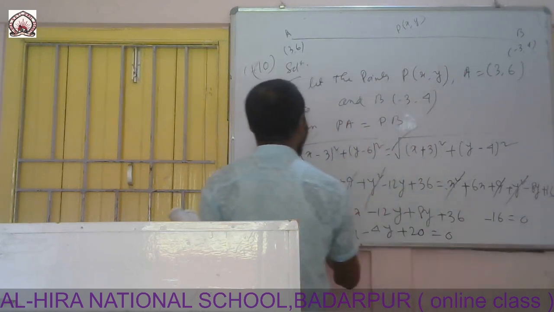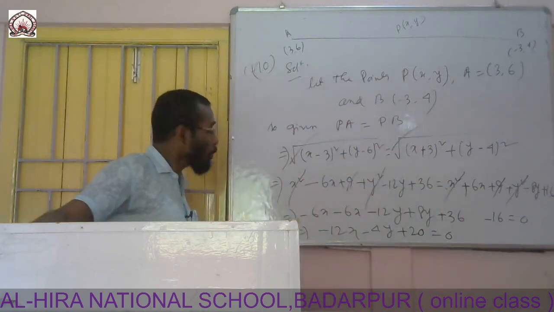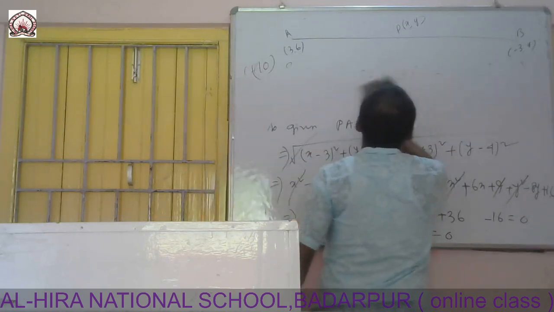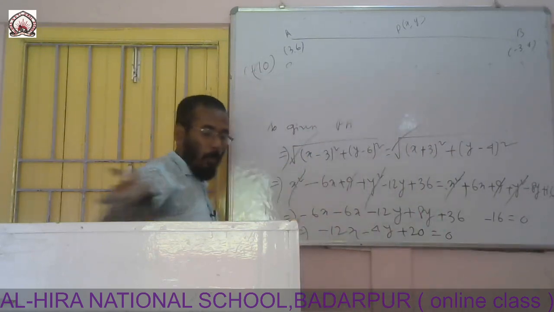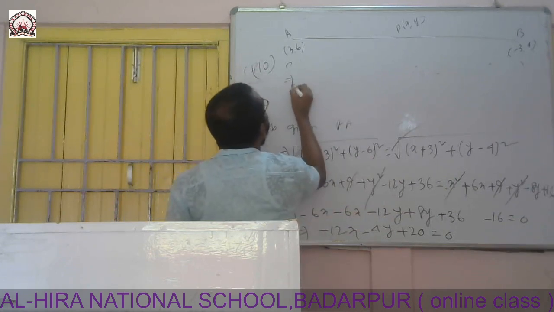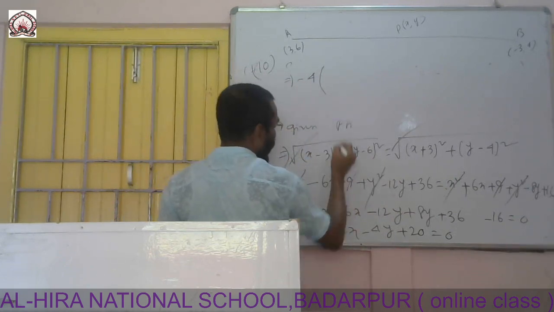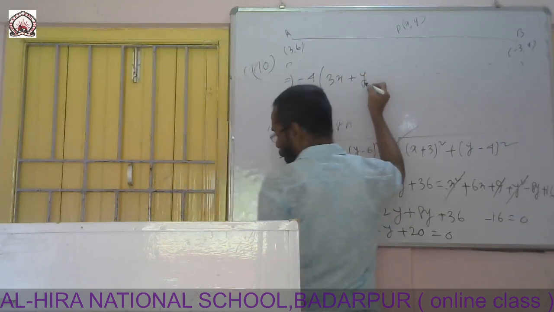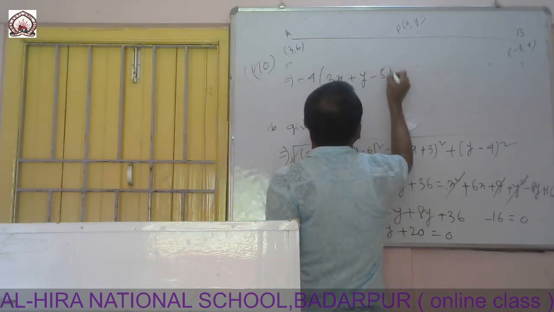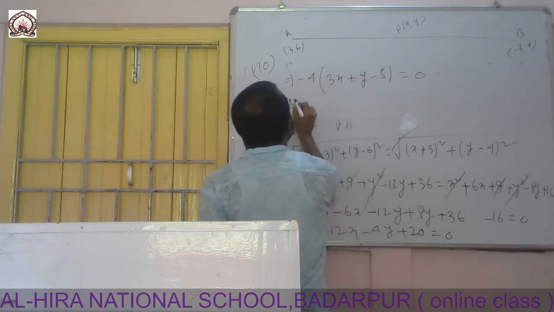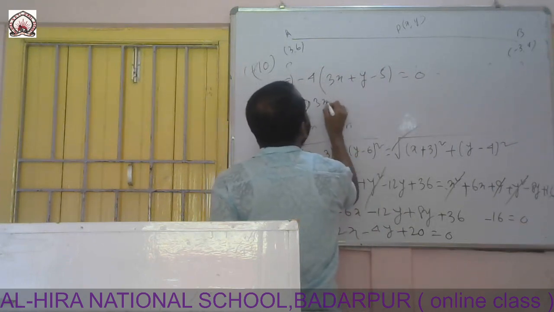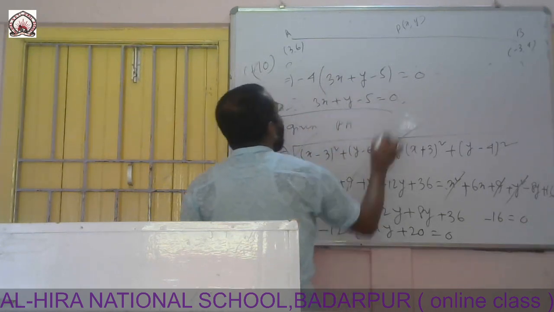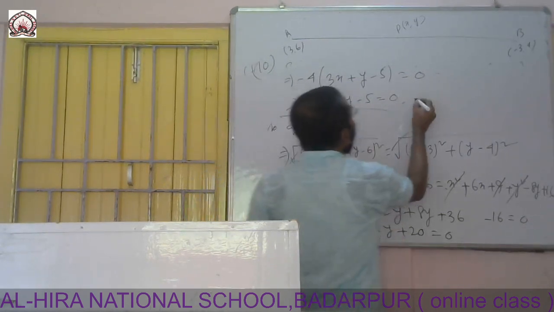If we take minus 4 common, then it will be 3x plus y minus 5 is equal to 0. Therefore 3x plus y minus 5 is equal to 0. So this is the required equation.